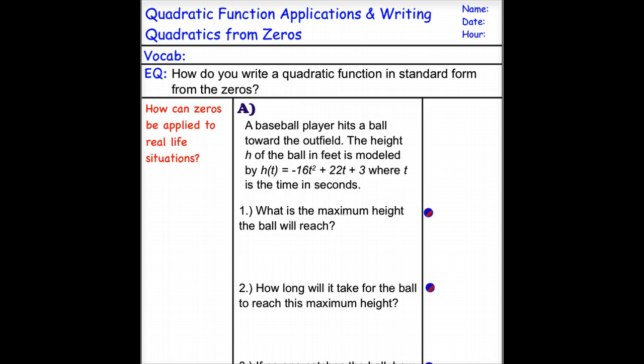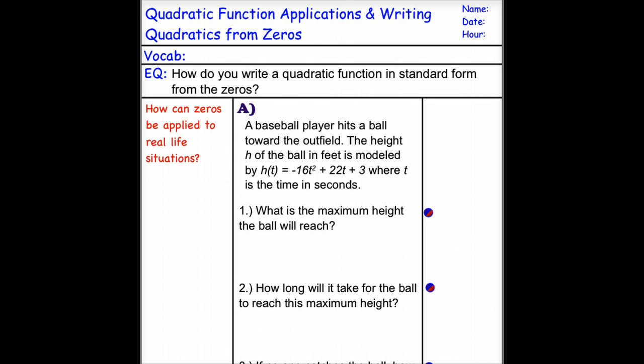Our first problem is a baseball player hits a ball towards the outfield. The height of the ball, noted by h in feet, is modeled by h of t equal to negative 16t squared plus 22t plus 3, where t is the time in seconds. And remember, if you want, you can replace t with x and h of t with y, if that is what you so choose to do. Our first question is asking what the maximum height the ball will reach.